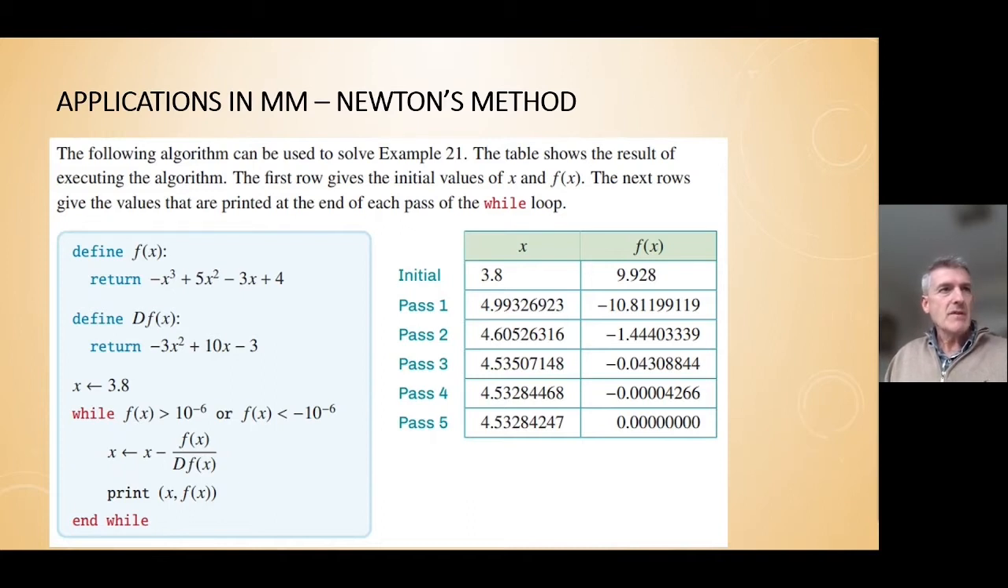In the Cambridge series, we have an application of this where pseudocode is used to produce the outcome. So on the left, we have the pseudocode using a while loop to go through the processes of Newton's method. And on the right-hand side, we have the x values and the f of x values resulting from each pass in the program.